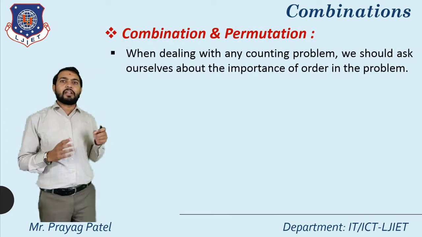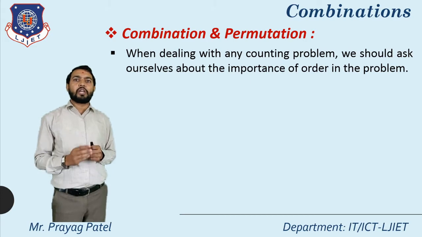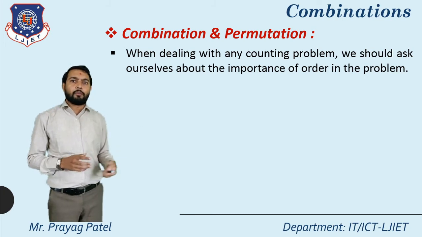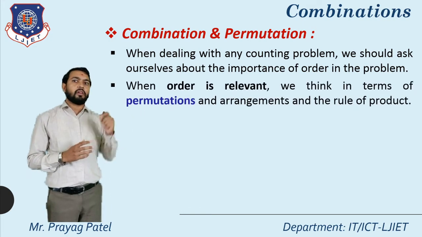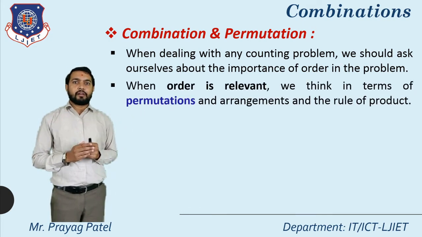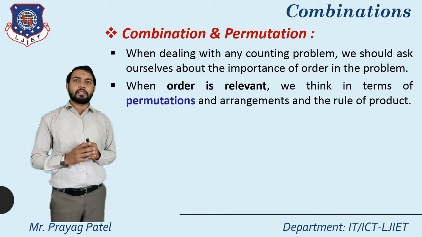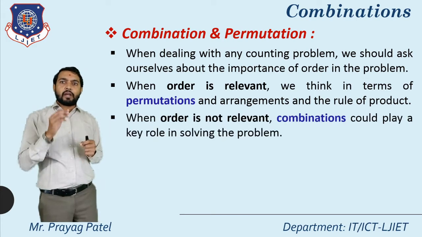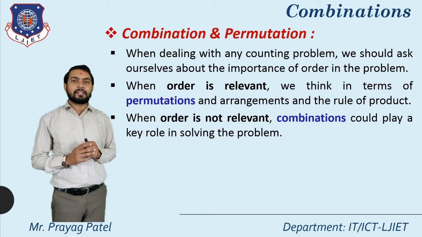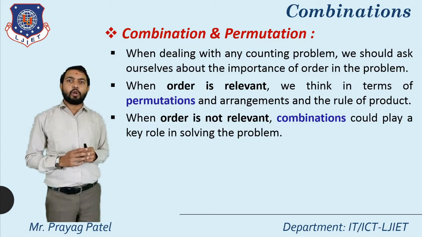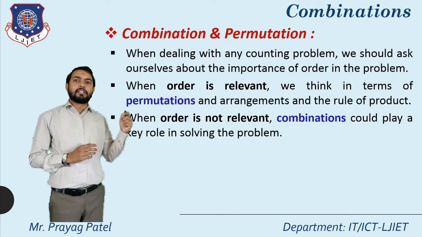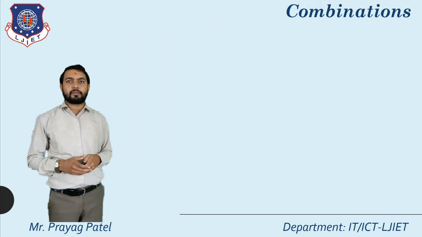Now, comparison of the combination and permutation. Whenever we are dealing with counting problems, we should ask ourselves whether order is important in the problem or not. When order is relevant, we term it permutations and arrange the terms in the form of the rule of product. Second, when order is not relevant, then combinations are considered, and combinations could play a key role in solving this type of problem. So if order matters, that means permutation. If order does not matter, then this is called combinations.